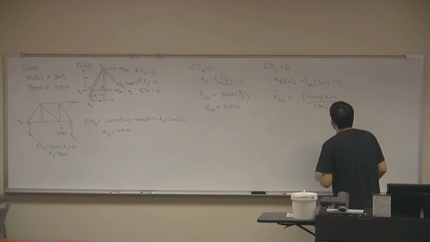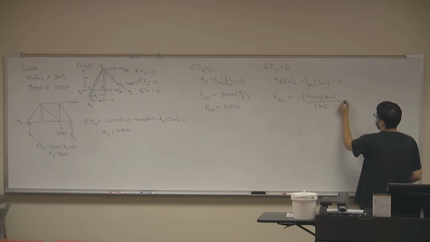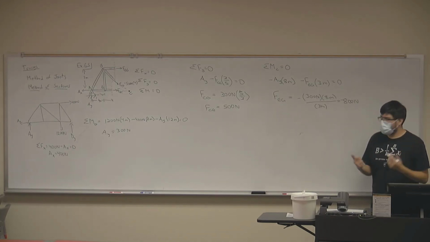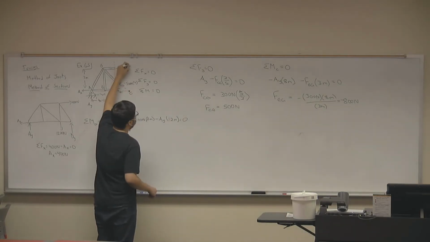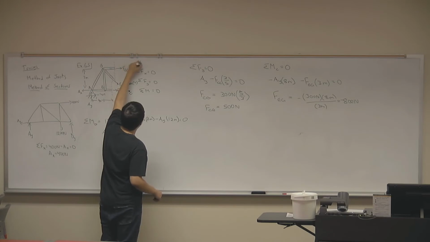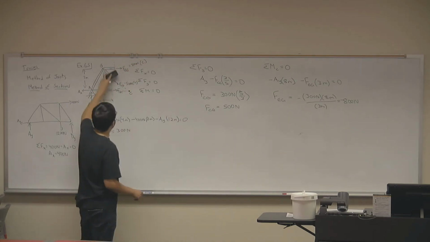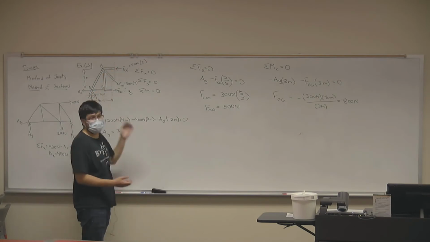And I'm assuming that's 800 newtons, right? But I have a negative sign. What does that negative sign tell me? Exactly. The negative sign just tells me that FEG is 800 newtons in compression, which means that I assumed this direction incorrectly. But it's okay. That's all it means.